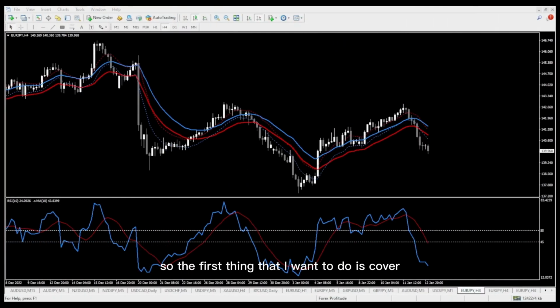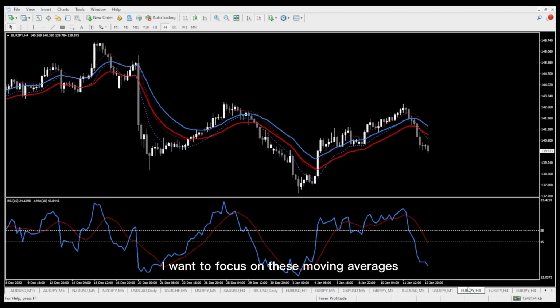So the first thing that I want to do is cover the indicators. I want to explain what the indicators are and what they do. Now, these aren't custom indicators. You'll be able to set this up on any trading platform that you decide to use. We do have an installer for MetaTrader, but you can use this on any trading platform. This was designed specifically for this so that it can be traded anywhere you want to trade it.